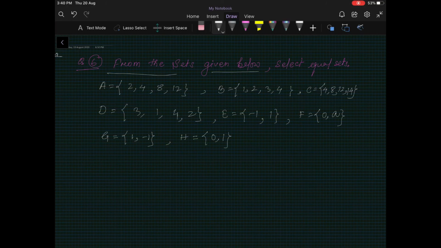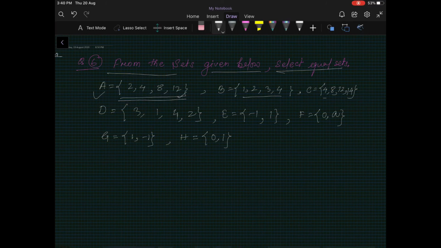So this is question number 6. From the sets given below, select equal sets. So we need to select the equal sets. The first set is A is equal to 2, 4, 8, 12. Is there any set which is equal to this set? Let me check. C contains 4, 8, 12, 14, but A doesn't contain 14. So A and C are not equal.